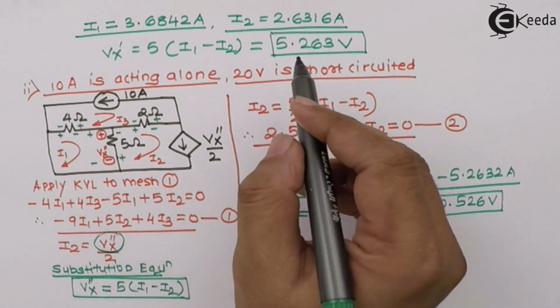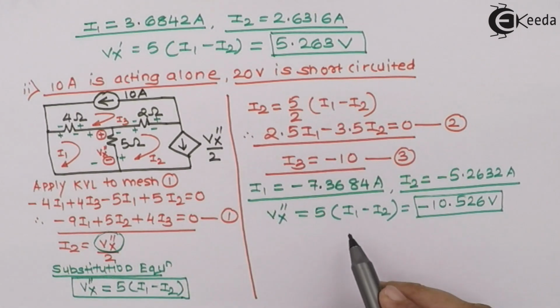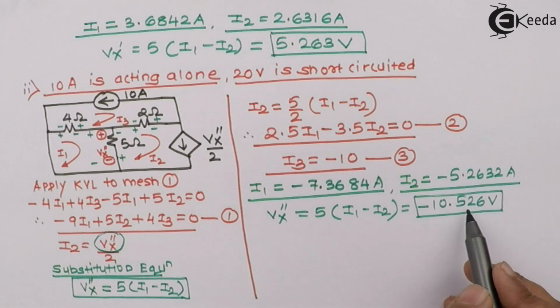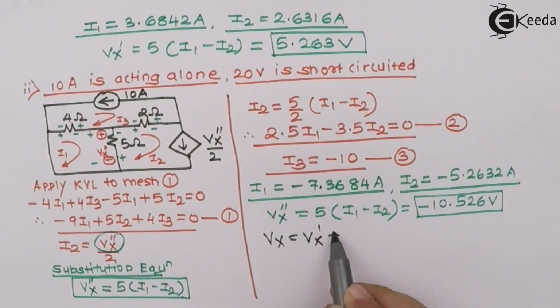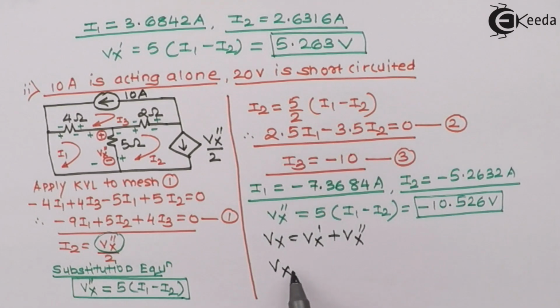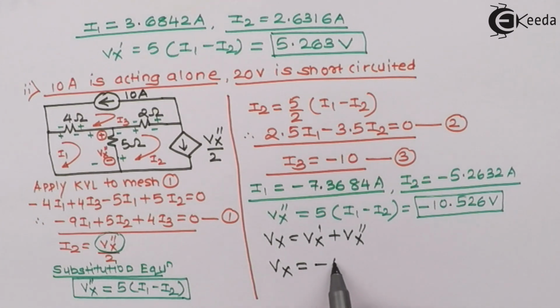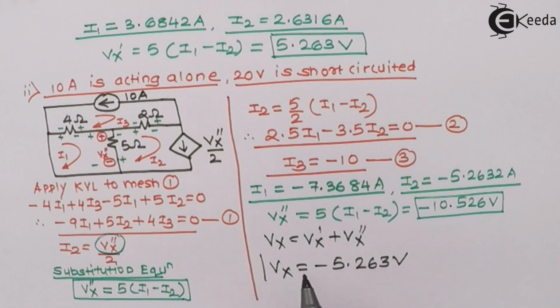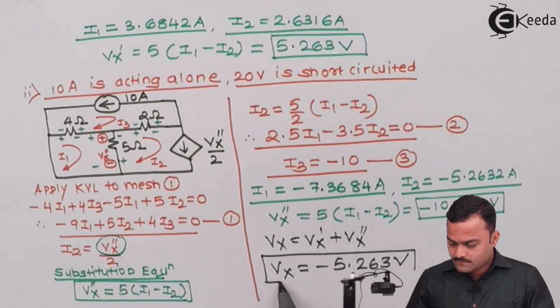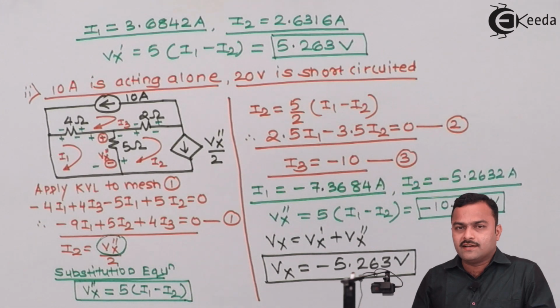So Vx dash is 5.263 and Vx double dash is minus 10.526. So totally the answer will be the algebraic sum of these two voltages, Vx dash plus Vx double dash. If I substitute the values of Vx dash and Vx double dash, I will get final value Vx as minus 5.263 volt. This is the final answer. I hope you have understood the problem. Thank you.